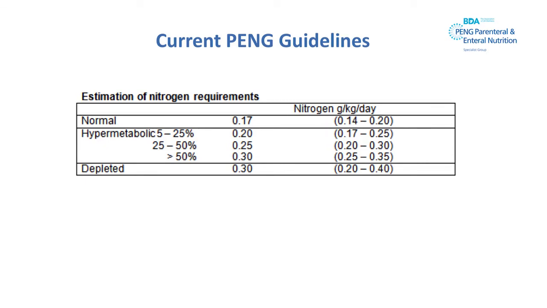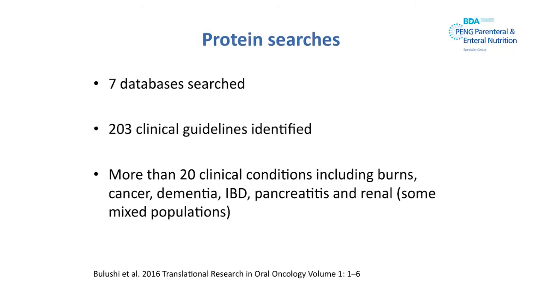So what we've done this time is we've decided to conduct a systematic review of guidelines. And we've used a standard methodology that I've given the reference for there. We've searched 7 databases as recommended by these authors. And we've so far identified 203 clinical guidelines in more than 20 clinical conditions. And we're at the moment data extracting desperately and pulling that information together. So I can't tell you what the results of that are going to be. All I can give you is a couple of indications of the sorts of things we're finding.